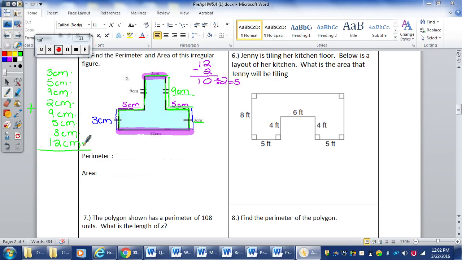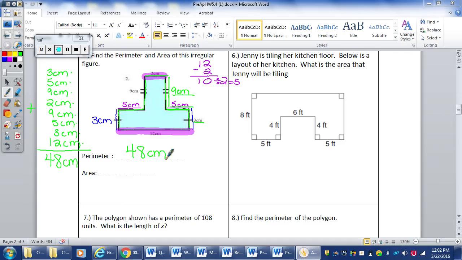All right. Now that I've done that, I need to add up all my numbers. So can somebody add that for us? We need to make sure we add 3 plus 5 plus 9 plus 2. Okay, class, what is the total perimeter? 48. Very good. So 48 centimeters. Let's put 48 centimeters here.